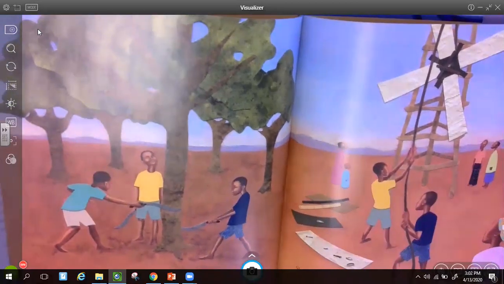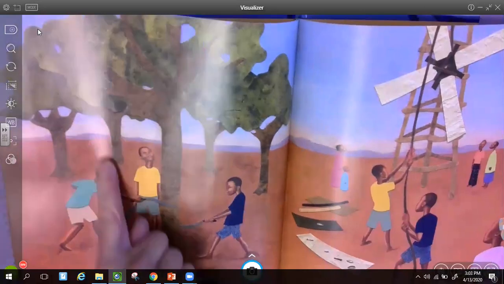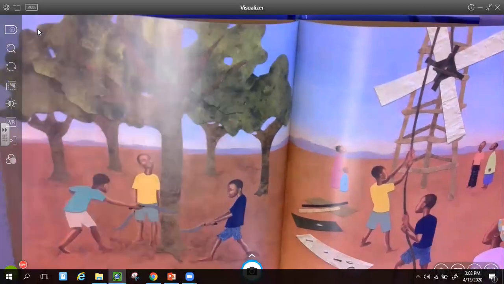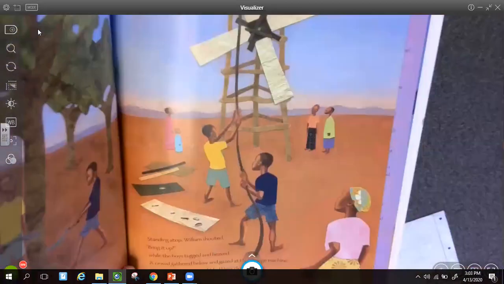So blue gum trees are trees that they have in Malawi, and we don't have those here in Colorado.